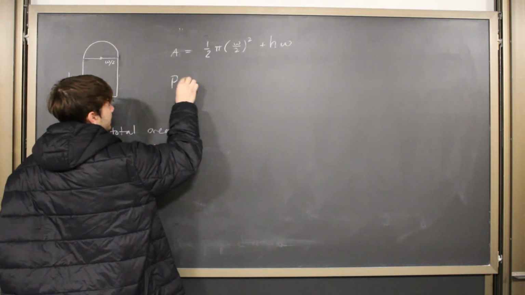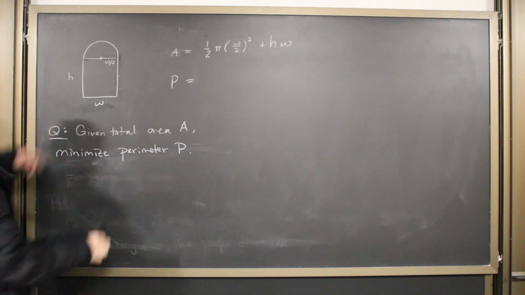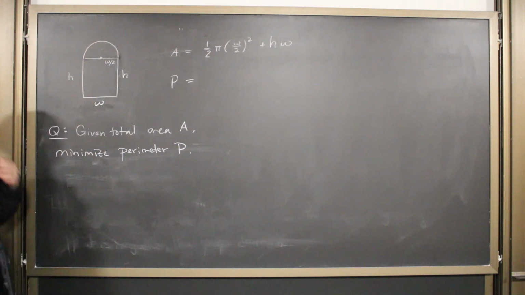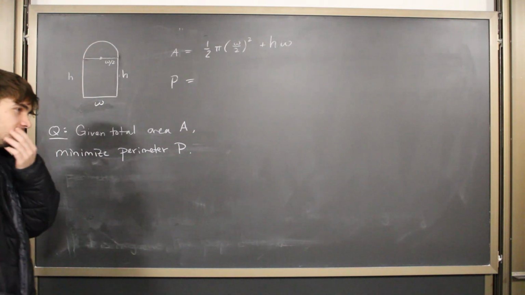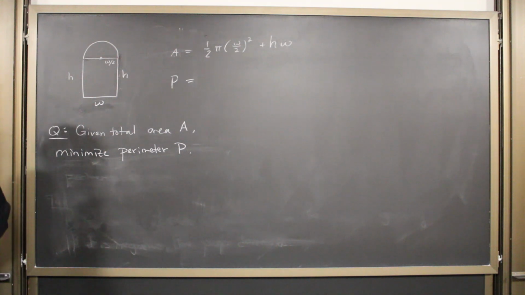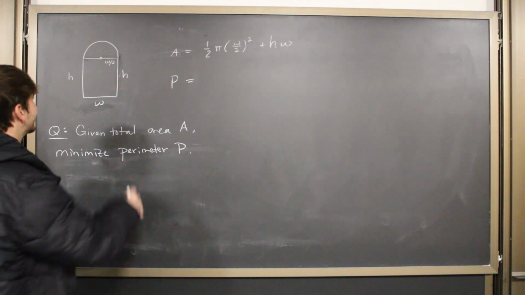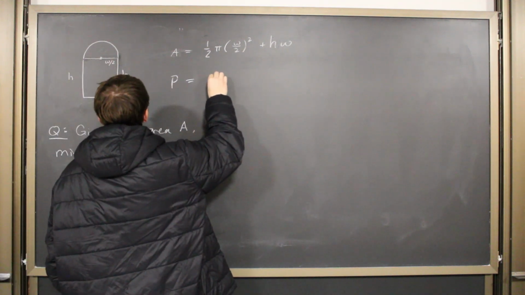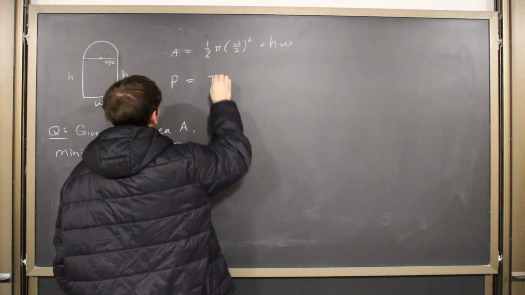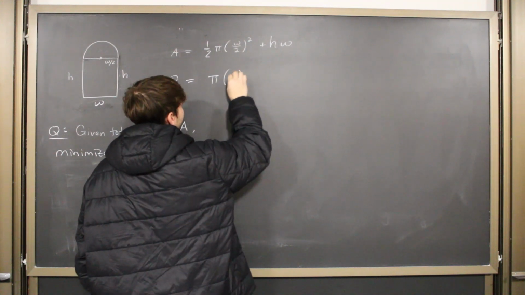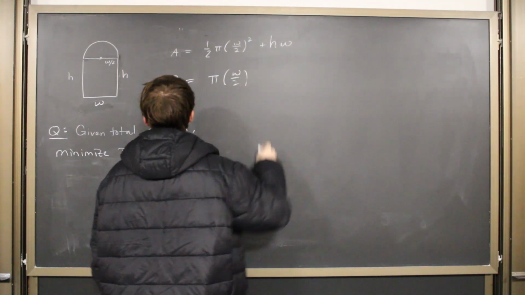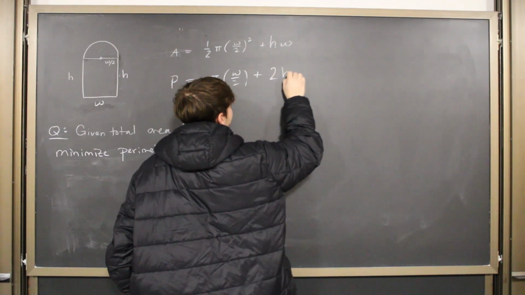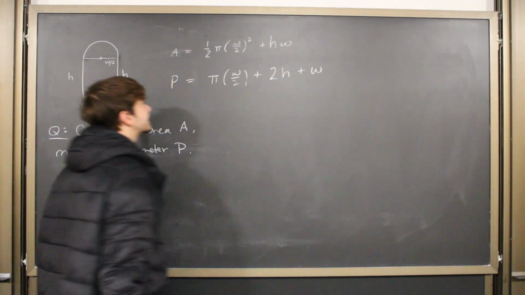And then the perimeter, P, well, let's label all the sides here. So this is another h, and then the formula for the circumference of the circle, should be 2 pi r, right? This is going to be half the circumference, so it's pi times r. So we're going to have the half circumference, which is pi times r, which is w over 2. And then plus, we have 2 h's and a w, so 2h plus w.